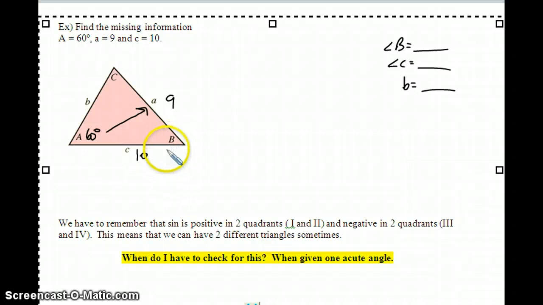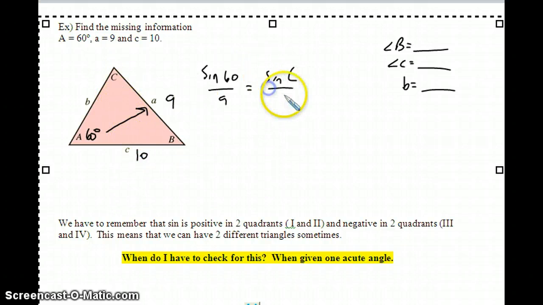So, first thing I have to find is angle C, because I know the sine of A, which is 60, over side A, and I know side C. So sine of C over 10. Solving this, we would get 10 sine of 60 and 9 sine of C.